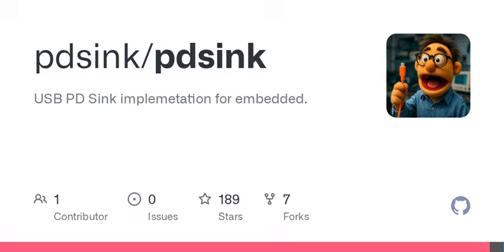Totally, and speaking of mixed feelings, I found it surprising they don't support the source role. That was unexpected. It makes you wonder what their target audience is. Power sinks only. Right? It's almost like they're carving out a niche, but at what cost to broader usability? Exactly. They highlight support for SPR and EPR modes, which could be a strong selling point. True, but it also raises questions about how many projects actually need those specific modes. That's the tricky part. For some users, the features might be overkill while others find them essential.